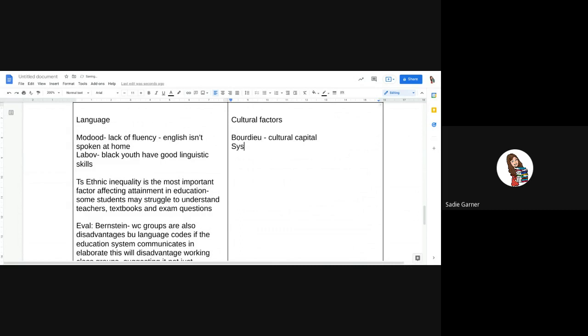Also one of my favorite concepts, symbolic violence, where working class culture is often devalued. And habitus, the expectations of your social group. Which university? Which one are you going to? Why are you going to college? Where's that going to end up? The expectations of your social group can either be an advantage or can be a disadvantage.